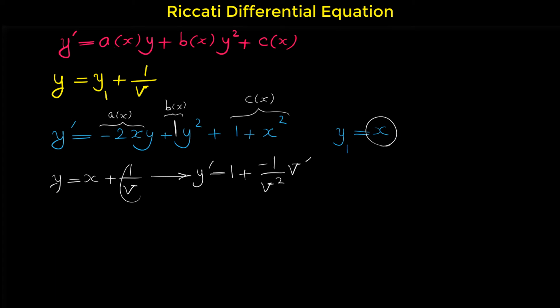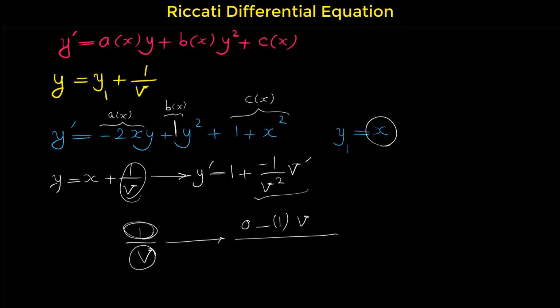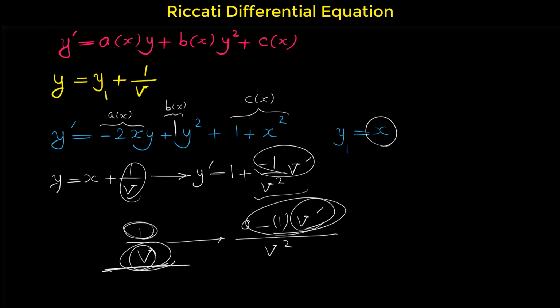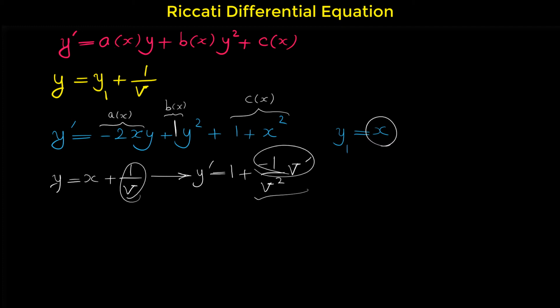Let me show you why the derivative of 1 over v is this. If we use the quotient rule, the derivative of the top, 0, times the bottom, minus the numerator 1 multiplied by the derivative of the bottom, v', all over v squared. Note that v is a function, so the derivative of v is not 1. Because v is a function, the derivative of v is v'. This shows that the derivative of 1 over v is -v' over v².